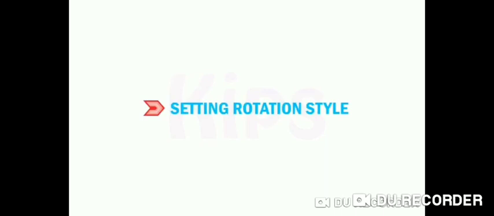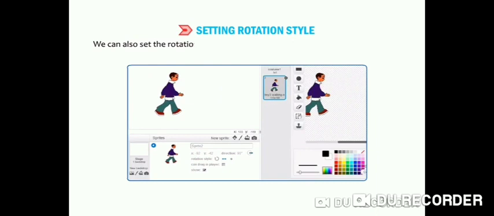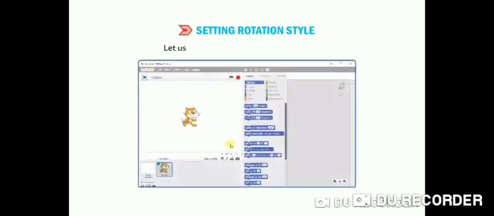Now come to the next topic, setting rotation style. How can we set the rotation style? So students, we can also set the rotation style of the sprite by using the rotation style button present in the sprite info pane. You can see where it is present in the sprite info pane. So now let us use this option in a Scratch project. Now I am using this option in my Scratch project.